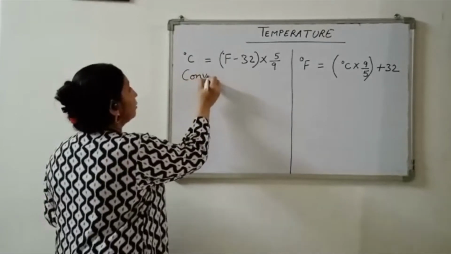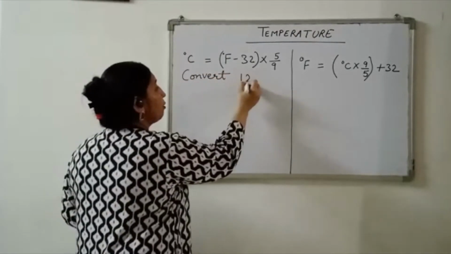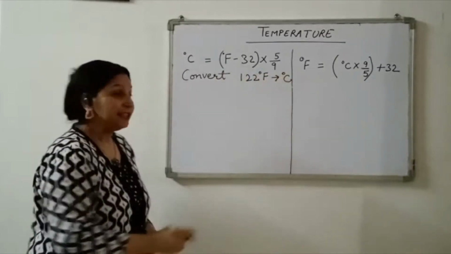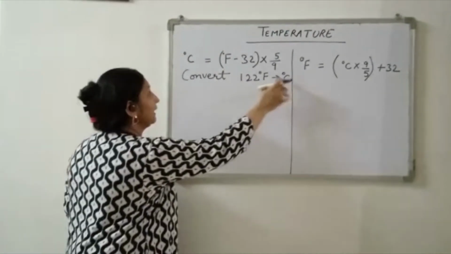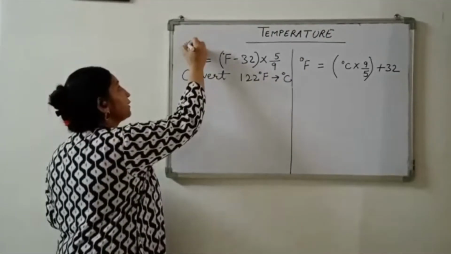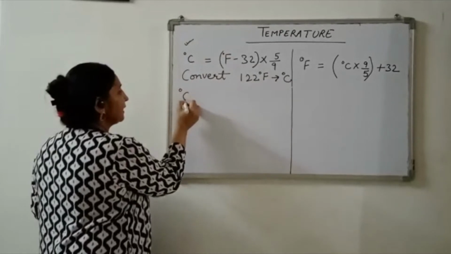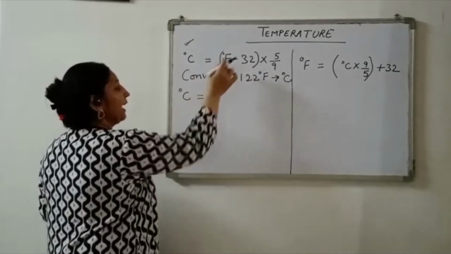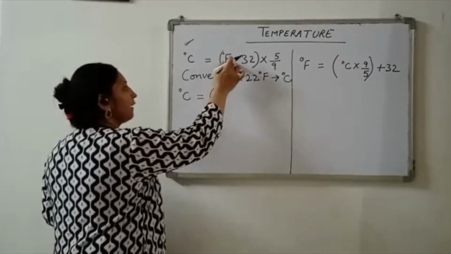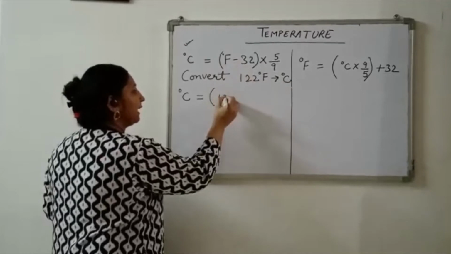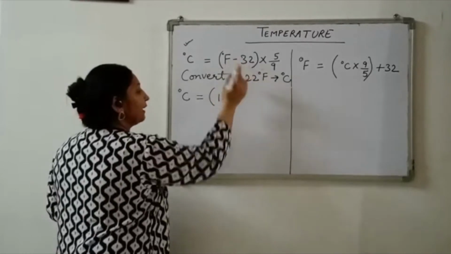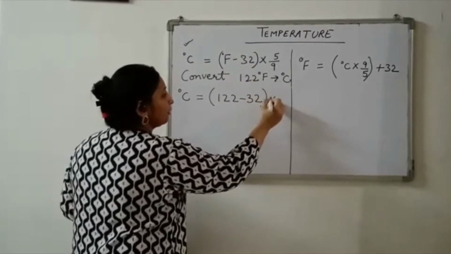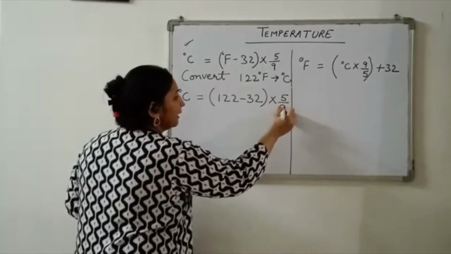Suppose we have to convert, let's say, 122 degree Fahrenheit value to degree centigrade. So we have to convert into degree centigrade. That is why we are going to use this formula. So the formula says that here we will find out the value of Celsius scale, and then you can see here what is the Fahrenheit value which is given to you. That is 122, and then we have minus 32, and we are going to multiply by 5 by 9.